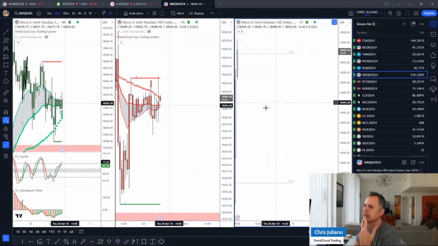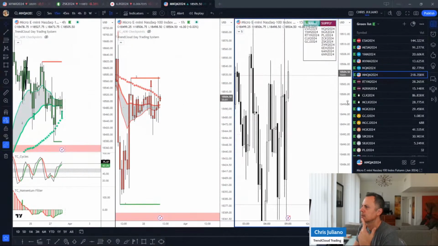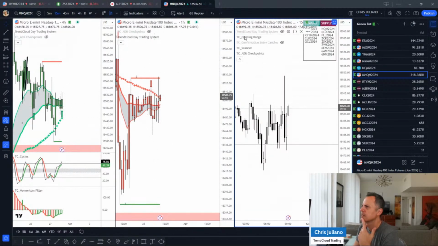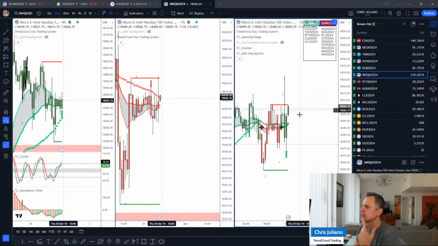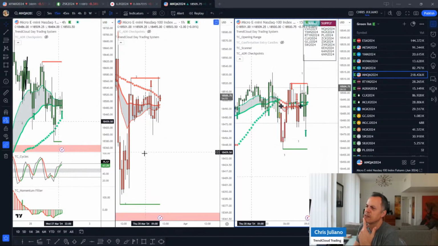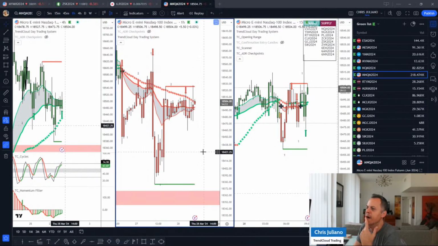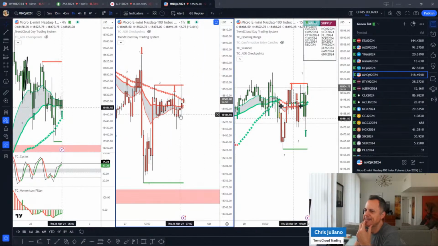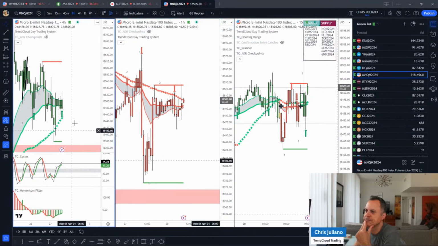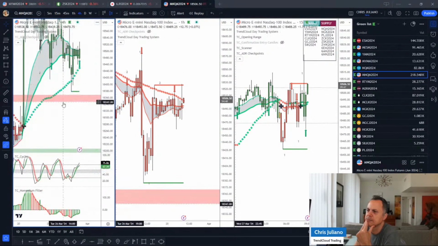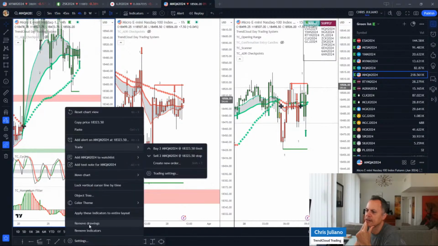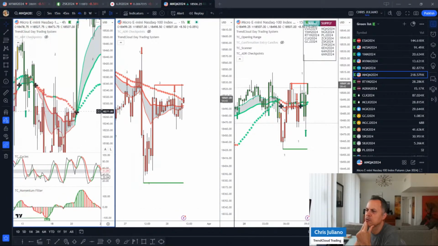Micro NASDAQ. Yikes. Sideways. Downward trend. Let's get rid of all that. That doesn't mean anything anymore.